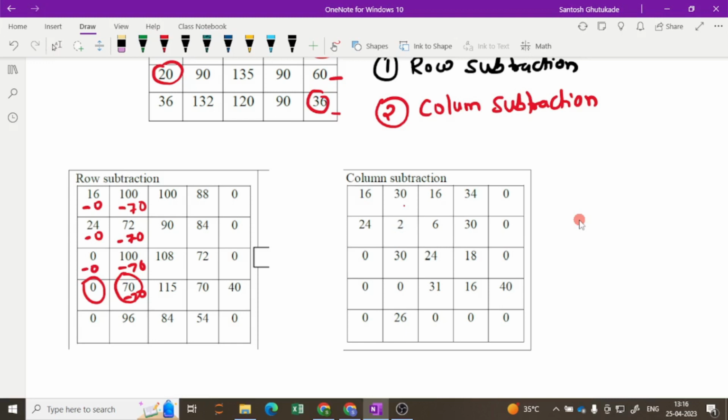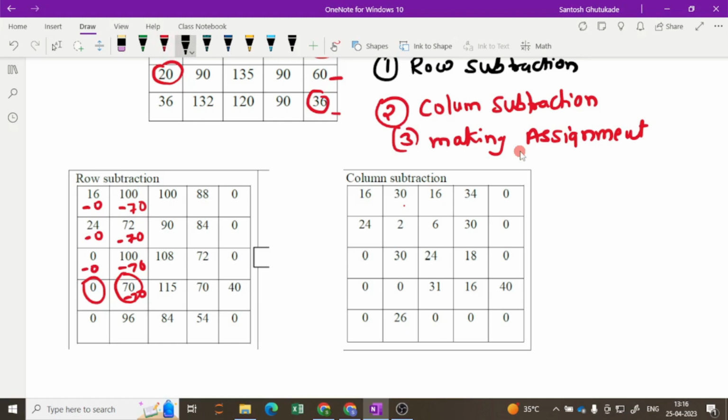So like that you will get the column subtraction. After column subtraction, this is the matrix of a column subtraction. After column subtraction, the next step is making the assignment. As in the previous video, we have seen how to do the assignment. So making the assignment is the next step. So we'll see how to do it.